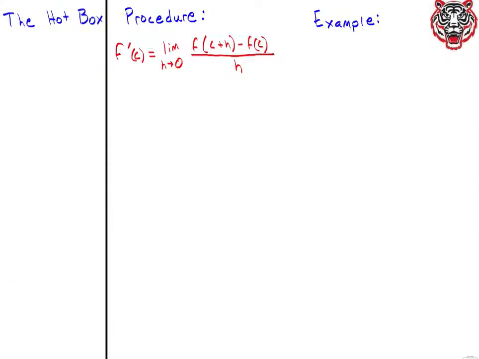Oh, yeah. Nope. So we're finding the slope as h gets closer to 0, not as h gets closer to c. Exactly. And that's why we have a problem with the denominator. We can't just plug it in.